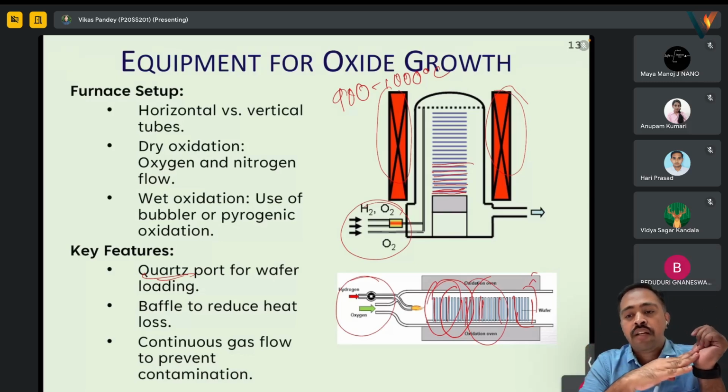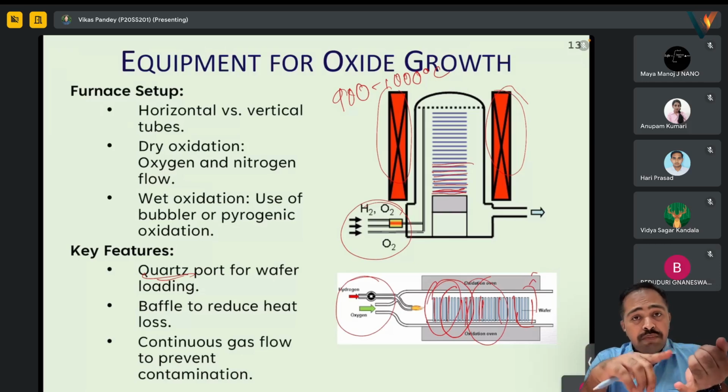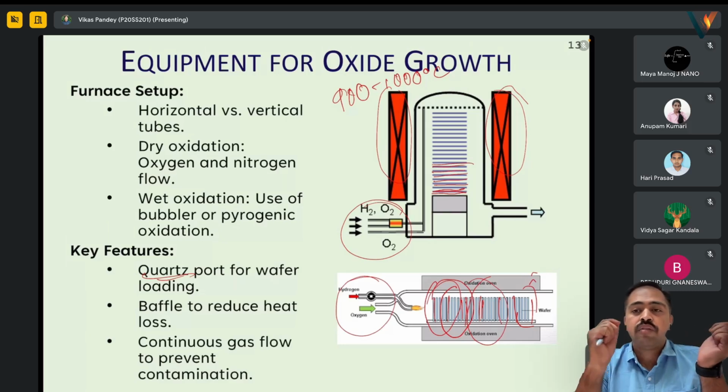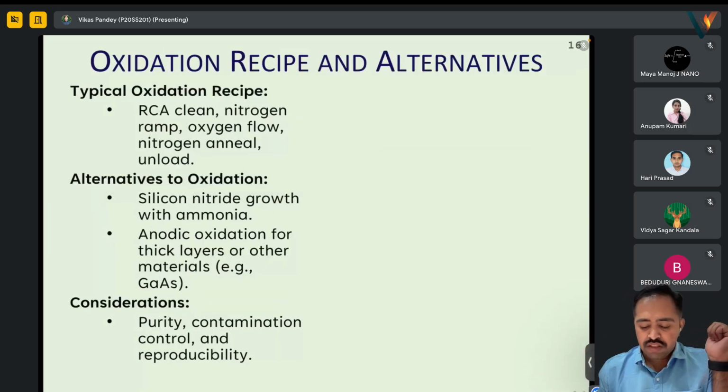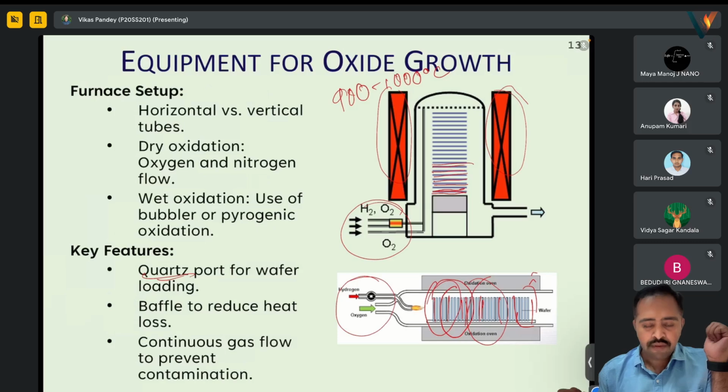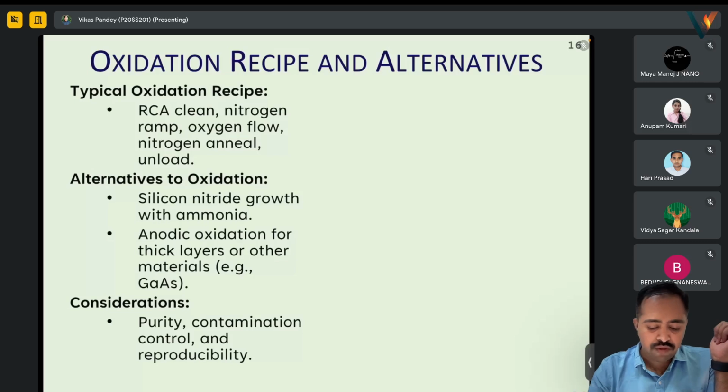We have seen that contamination is a big issue in microfabrication. So to reduce contamination, there is always a flow of gas in the oxidation furnace. Okay, any questions still here? Okay, let's move to the next one.